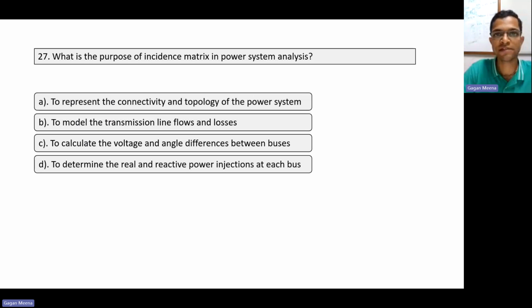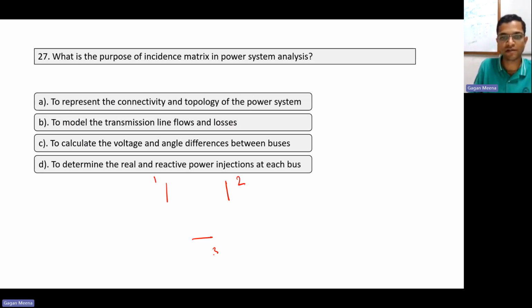What is the purpose of incidence matrix in power system analysis? To model transmission line flows and losses, calculate voltage and angle, to determine real and reactive injection? No. To represent connectivity in topology of power system. This is correct. Let's say we have this simple 3-bus system.